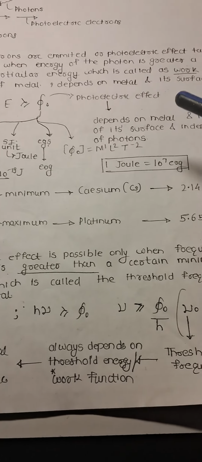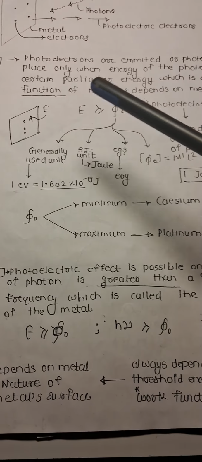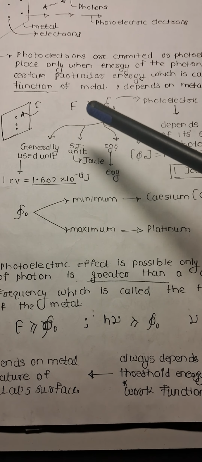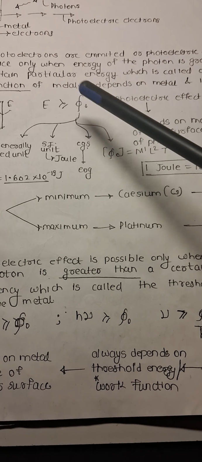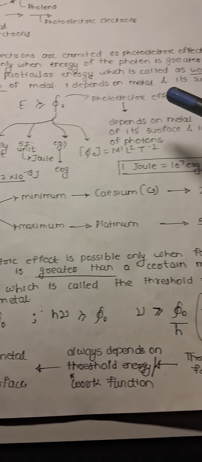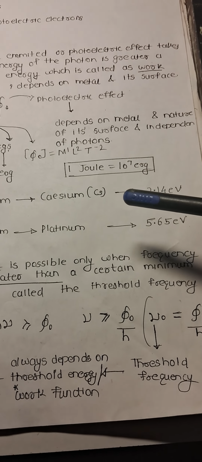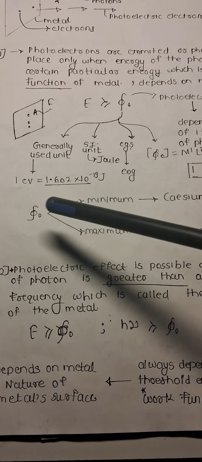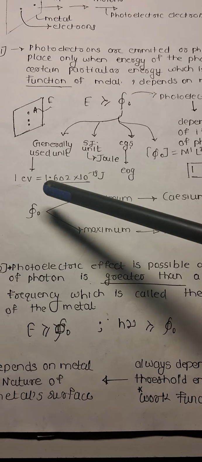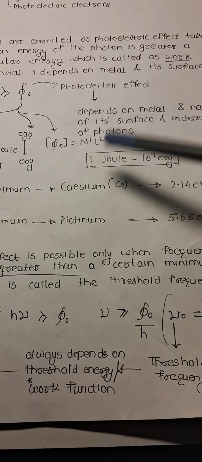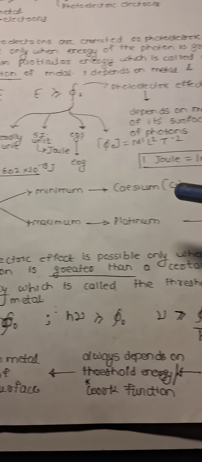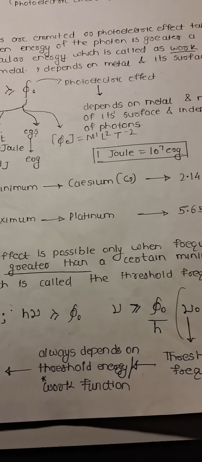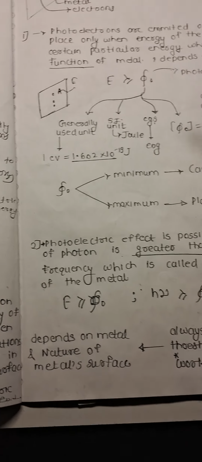After analyzing, we came to know that there are certain restrictions on the energy of the photons. It has to be greater than a certain threshold frequency, a certain energy, which was later called the work function. So these are the parameters related to the work function, and the relation between electron volt and joule. It is minimum for cesium, 2.14 electron volt, and maximum for platinum with 5.65 electron volt.